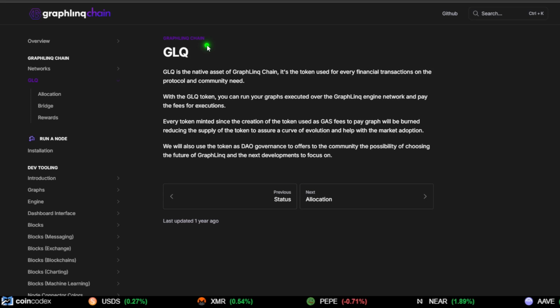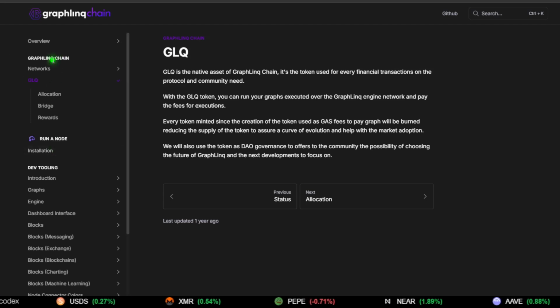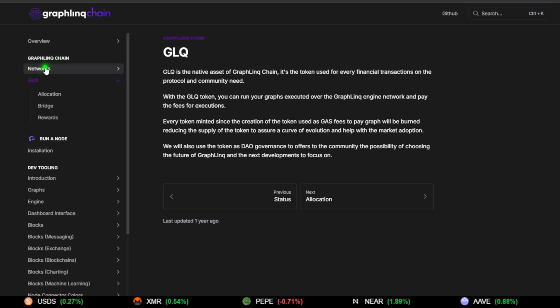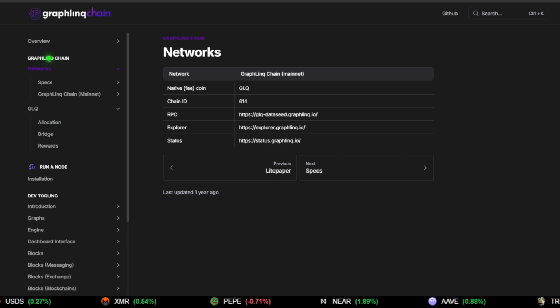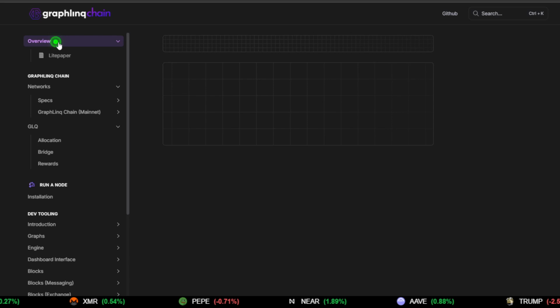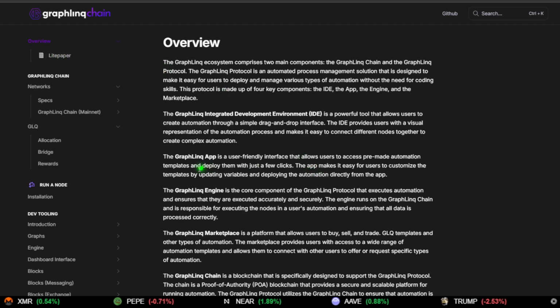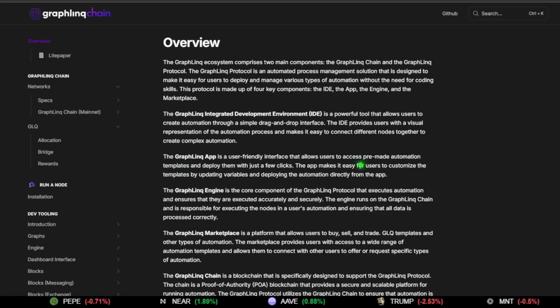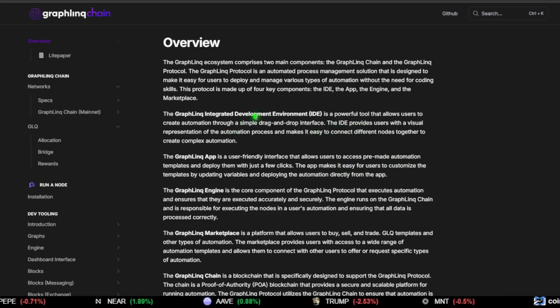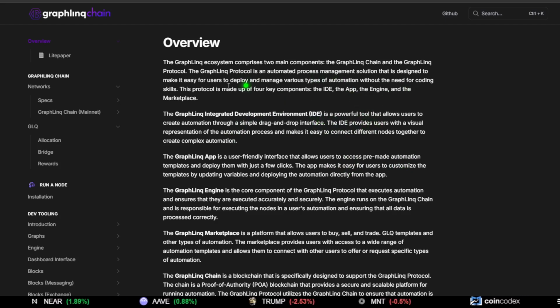So GLQ, this is it. This is the token. But before we talk about that, we can go from the top. We see we have the Graphlinq chain. This is the overview. They have a light paper, and then they have their overall overview. So they have the Graphlinq app, which again we talked about, pre-made automated templates to easily integrate to get applications going. They got their IDE environment. They have the engine, again, the marketplace.